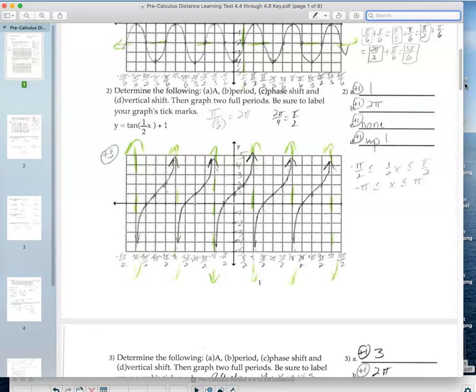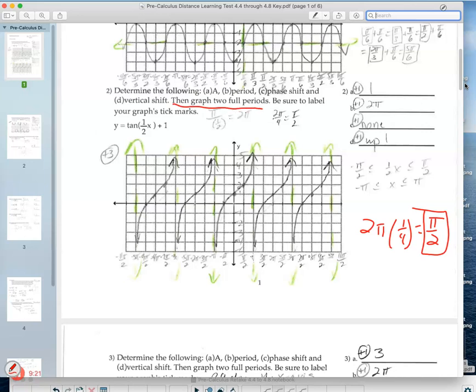But the period pi over b, well, b is 1/2. So when you take pi and you divide it by 1/2, you're really multiplying by the reciprocal. So that'll give you 2 pi. And then you go ahead and multiply that into the fourths that we're going to need for our intervals here. So we'll get 2 pi over 4, which is pi over 2. So that's going to be the width that our intervals should be, if, with that, we can fit 2 full periods in here.